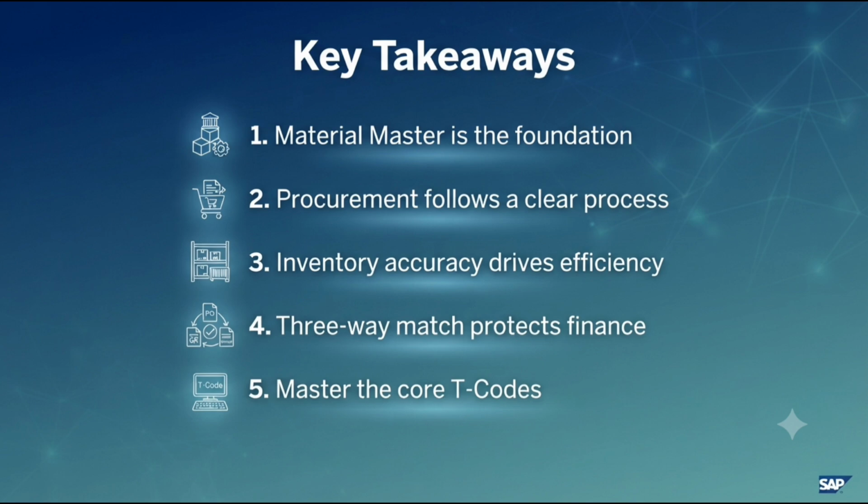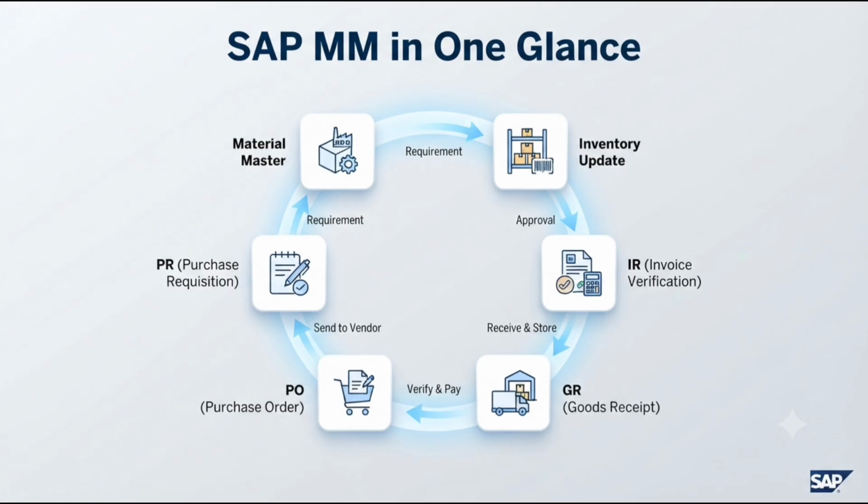Here is the complete SAP MM process in one clear view. Everything begins with accurate material master and vendor master data. When a need arises, a purchase requisition is created. The purchasing team converts it into a formal purchase order and sends it to the supplier. Upon arrival of goods, a goods receipt is posted, which updates inventory levels and creates accounting documents.